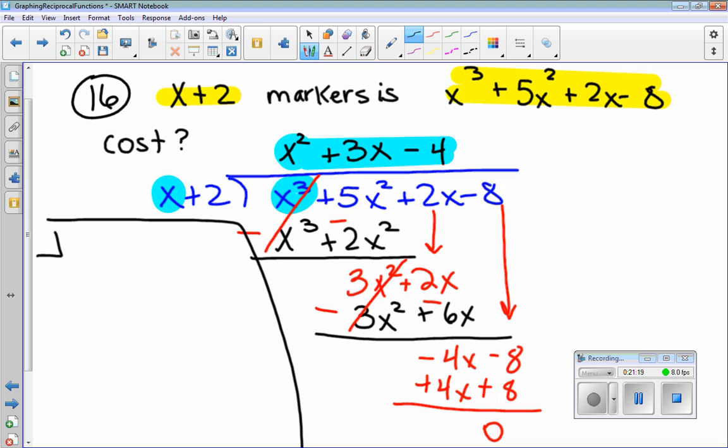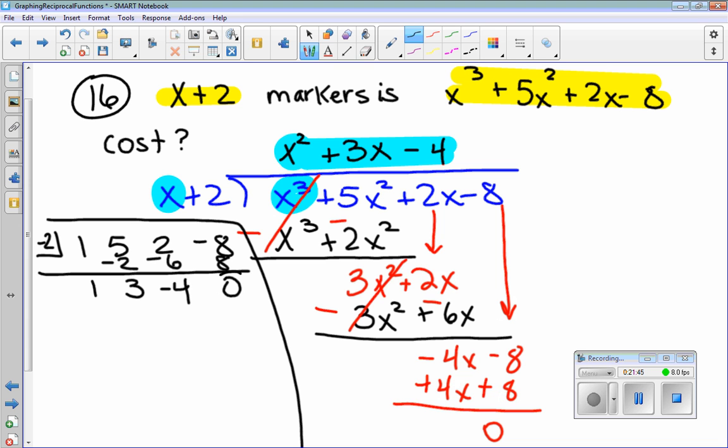Some number goes in the corner. I'm going to put my numbers across. I have 1, 5, 2, and negative 8. What number goes up here in the corner? Negative 2, because it's opposite of what that is. I bring down the first term. 1 times negative 2 is negative 2. Add them. Negative 6. Add them. Add them. That's the remainder. This becomes negative 4, 3x, x squared.